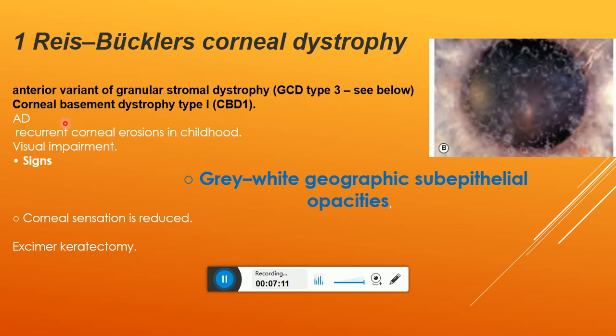The affected gene is TGFBI. There is replacement of the Bowman layer by connective tissue in this type of dystrophy. There are several severe recurrent corneal erosions in childhood. Visual impairment may occur. There are gray-white geographic subepithelial opacities, most dense centrally, increasing in density with age to form a reticular pattern.